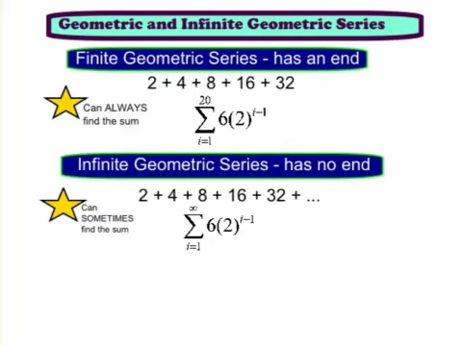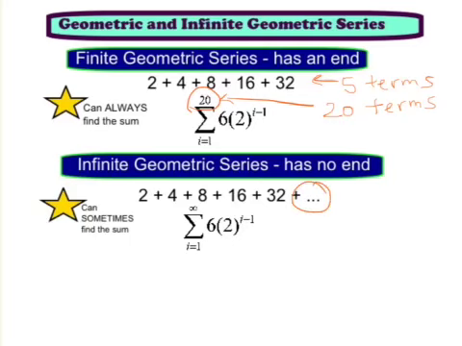This lesson talks about geometric and infinite geometric series, and we're going to find the sum of the series. Now, sometimes the sum or the series has an end. So, for example, if I say the first 5 terms, add those up, or for example, in summation notation, there's a number up here. That's telling you how many terms to add up. That's called a finite geometric series.